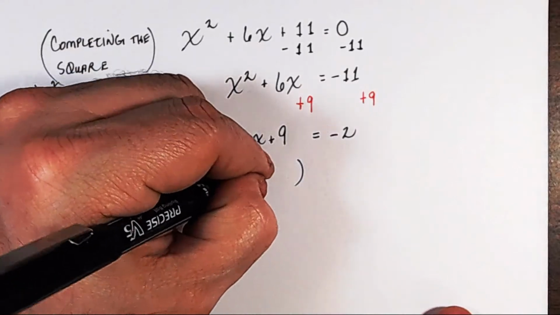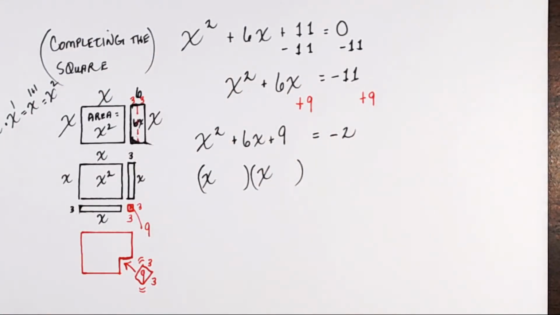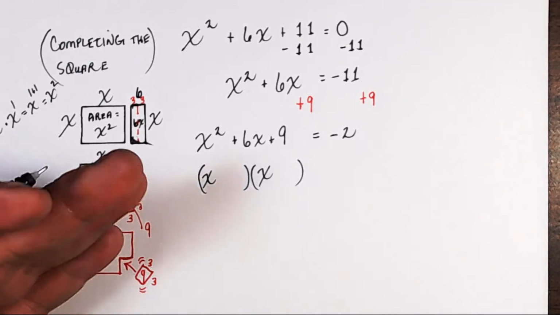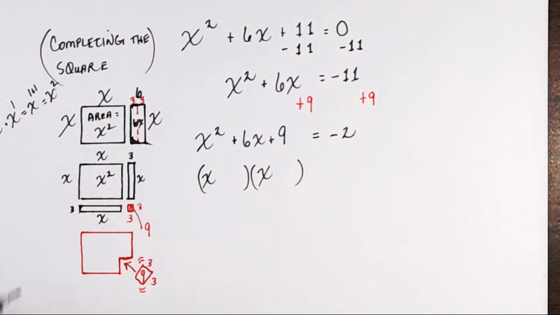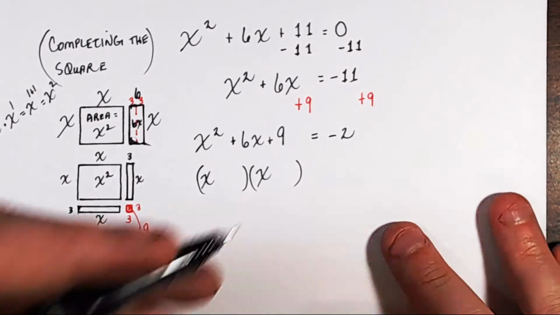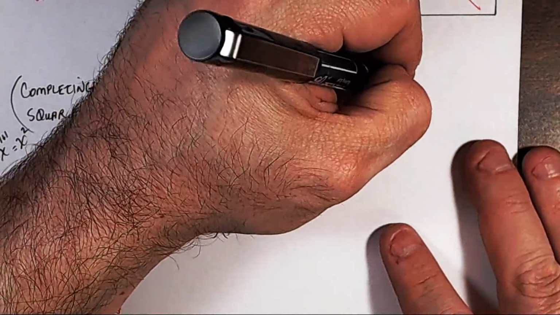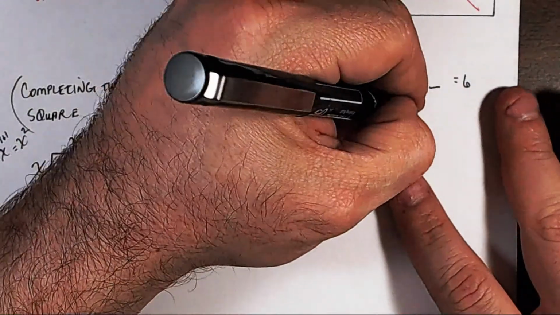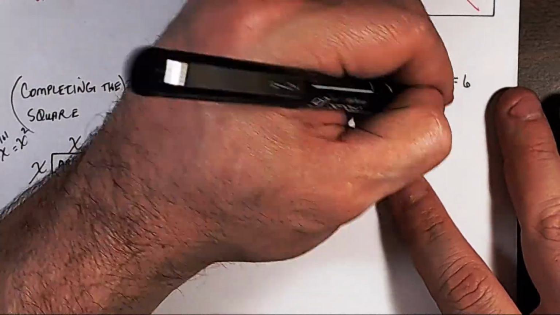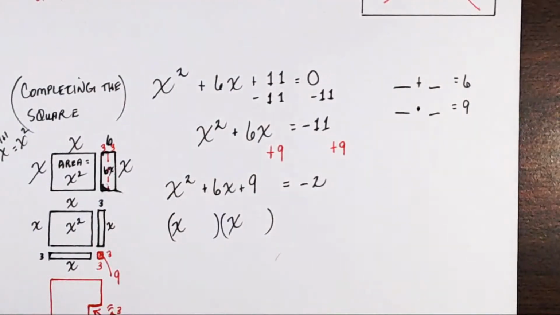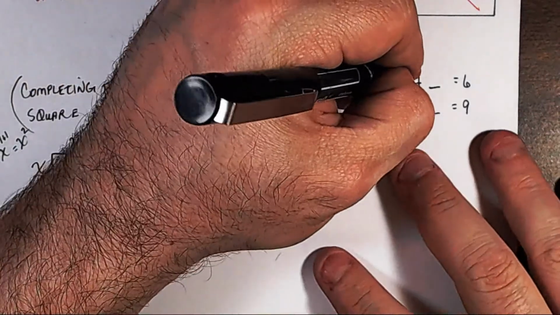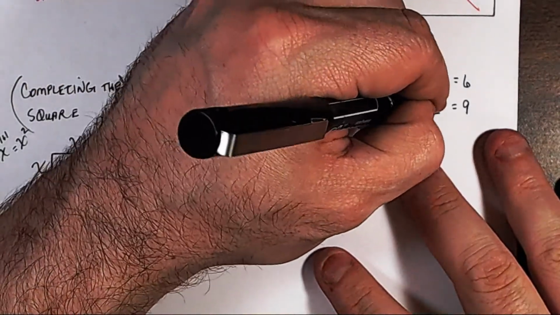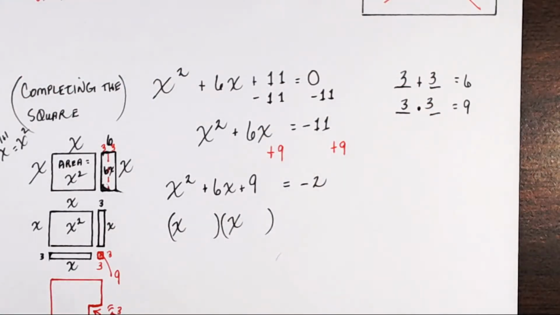So what I'm looking for is a number that when added to itself equals 6 and when multiplied by itself equals 9. Okay, so let me just make sure that that's clear visually. When it's added to itself, it equals 6, and when it's multiplied by itself, it has to be the same number, it's going to equal 9. Now some of you are already getting it. That's 3 and 3. 3 plus 3 equals 6. 3 times 3 equals 9.